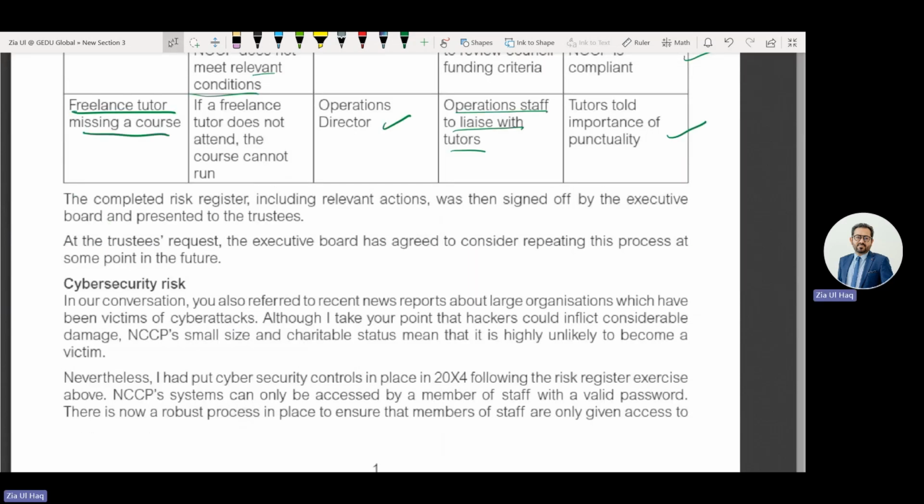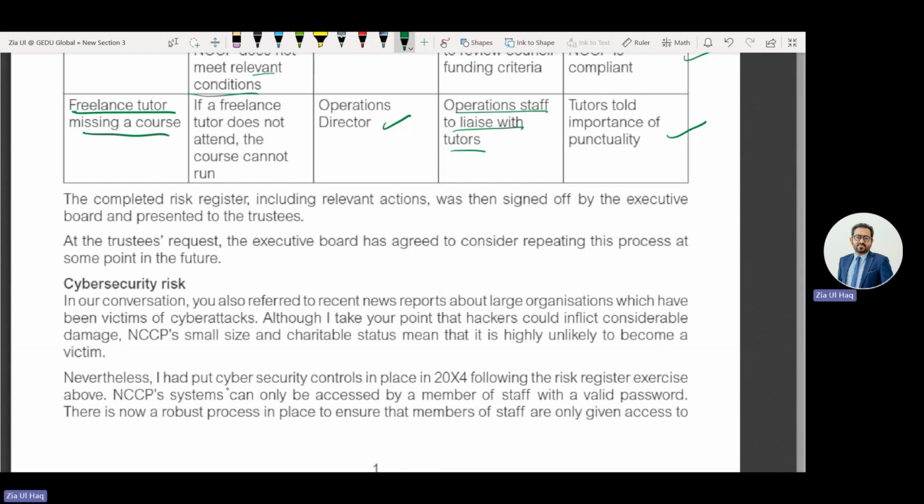Cyber security risk. What is cyber security? Security over the internet. So in our conversation, you also refer to recent news reports about large organizations which have been victim of cyber attacks. Although I take your point that hackers could inflict considerable damage, NSPCP's small size and charitable status mean that it is highly unlikely to become a victim.